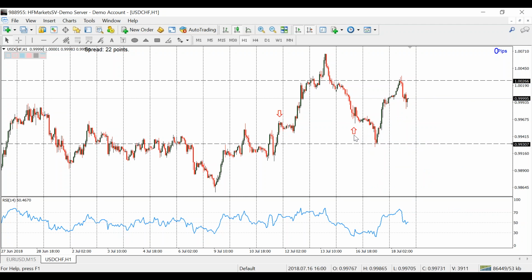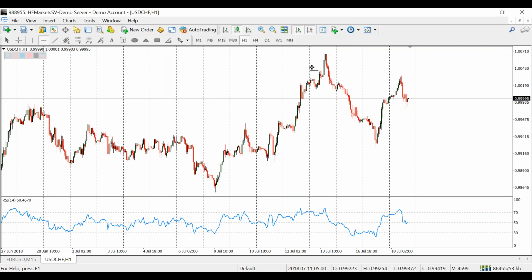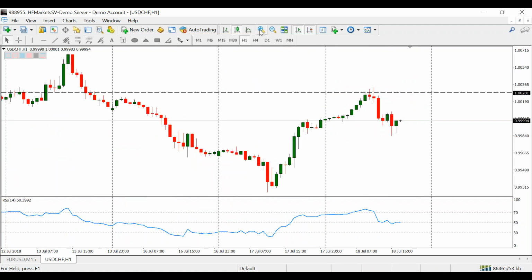So what happened? Saya buang semua drawing dulu. So this area is good. Resistance area. Confirm. And next. What is the next? Okay.